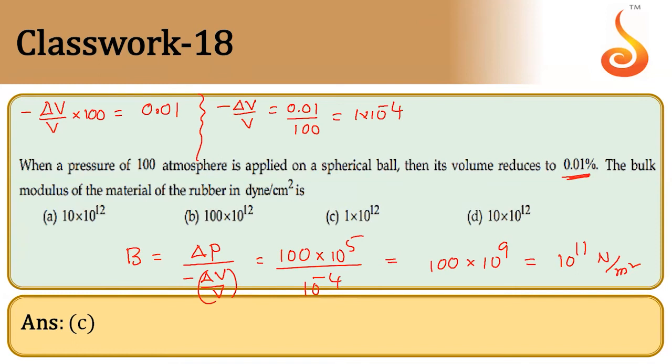So children, if you want to convert this into dyne per centimeter square, 1 Newton per meter square equal to 10 dyne per centimeter square. So you will get 10 to the power of 12 dyne per centimeter square. Okay, so what is that conversion factor? 1 Newton per meter square.